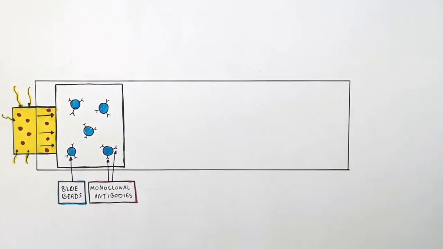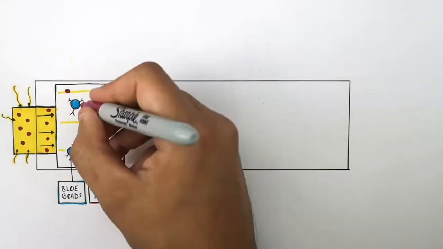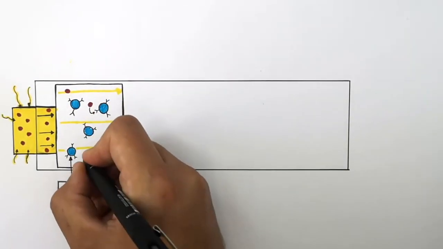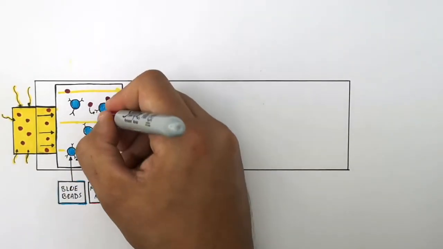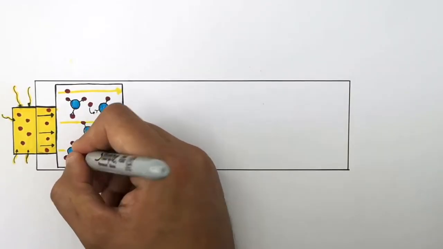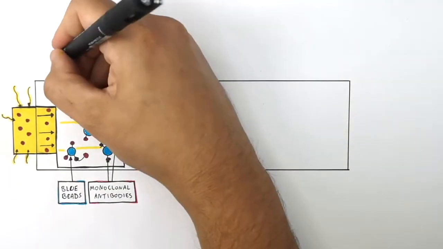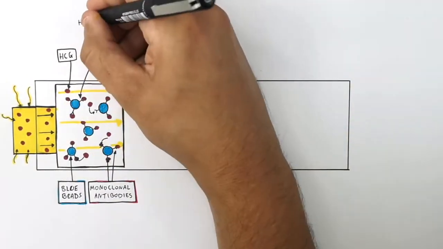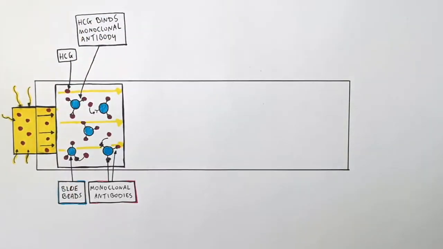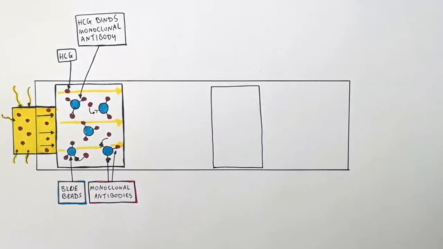hormone. The urine with the HCG hormone in it is going to move through this part of the pregnancy test. And because these monoclonal antibodies are specific to HCG, the HCG hormone is going to bind onto the antibodies that are on the blue beads. So these purple dots represent the HCG hormone, and the HCG binds the monoclonal antibodies attached to the blue beads of dye. So the next part of the pregnancy test is going to be the test strip.